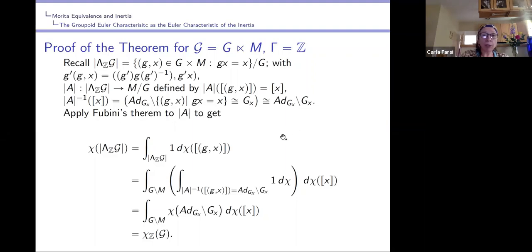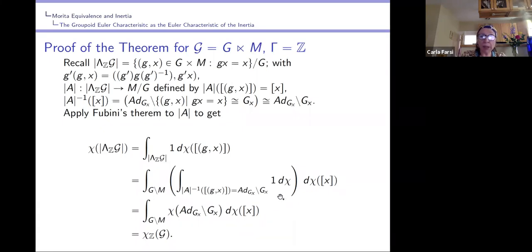So you apply Fubini's theorem. First you start with the characteristic of this inertia space. That's the notation for the inertia space, the bars. The characteristic of the inertia space is the integral of 1 over the inertia space, which is what I said was true when you integrate against the Euler characteristic. And then you apply Fubini's to this map. Unfortunately, I cannot have two slides at the same time, or I don't know how to do it.